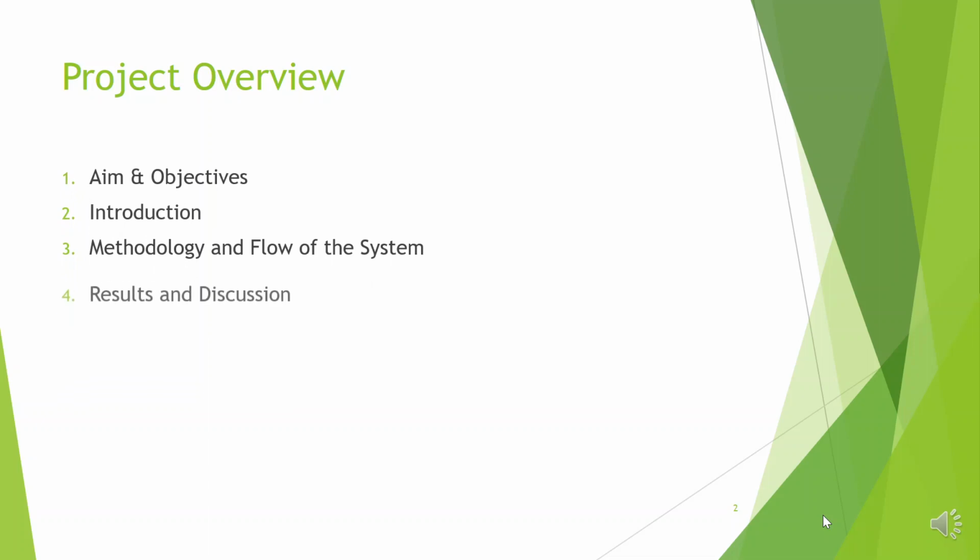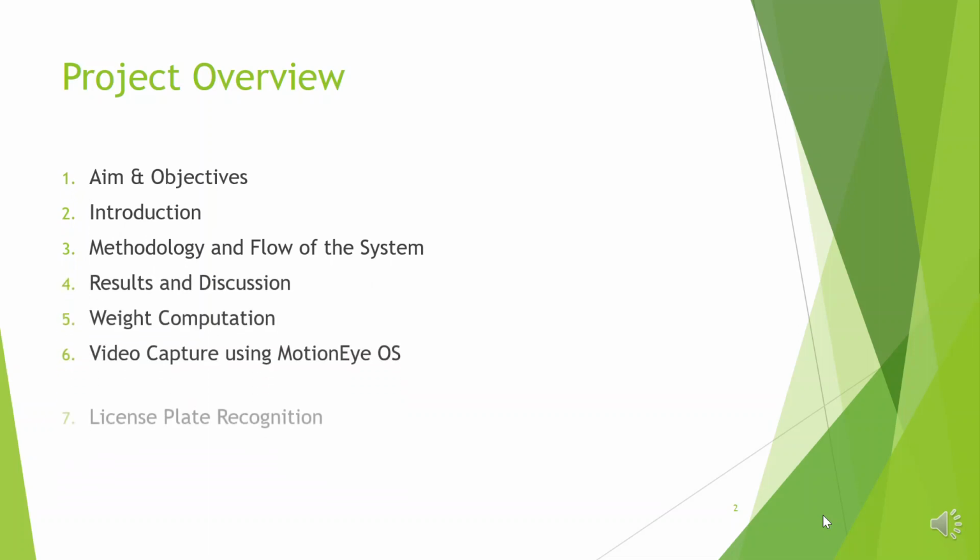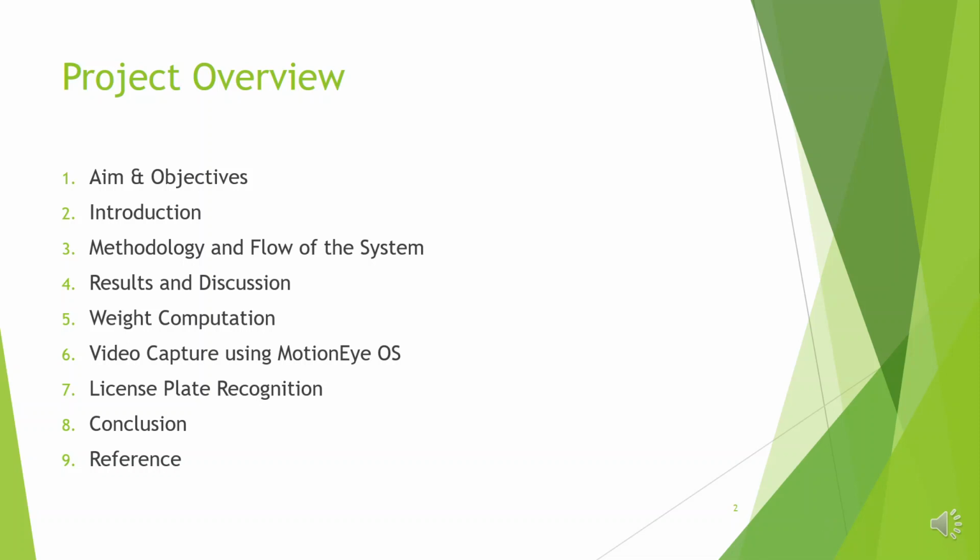Starting off with the presentation, this is the project overview. The next slide will start off with the aim and objectives, followed by the introduction of what is the Weigh-in-Motion system. After that, the methodology and the flowchart of our system will be discussed. Then the results will be shown along with discussions of each part. The weight limit and computations will be mentioned and explained. The video capture system using the Motion iOS system will be shown, followed by the 5-step process of the license plate recognition using Sobel edge detection. Moving on, we will conclude our project with some important recommendations at the end.